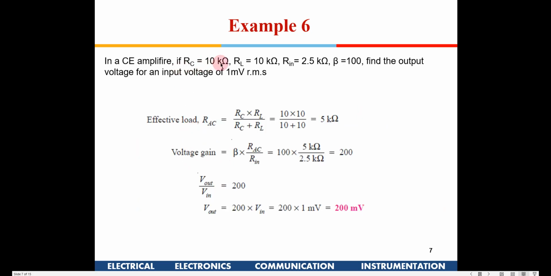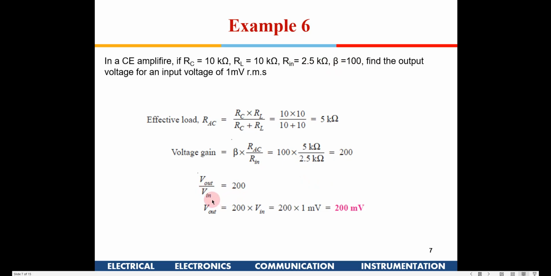In a CE amplifier, RC, RL, Rin and beta are given. Find the output voltage. So we know the formula for voltage gain is beta RAC divided by Rin, right? So this is the formula. But in this case, if you see, a load resistance has been specified here. So these 10 and 10 become parallel now. RC and RL become parallel, which will give me 5 kilo ohms, and then we can use this formula of voltage gain beta RC divided by R pi. Here R pi is given as Rin, 2.5K. So you put that, you get a gain.